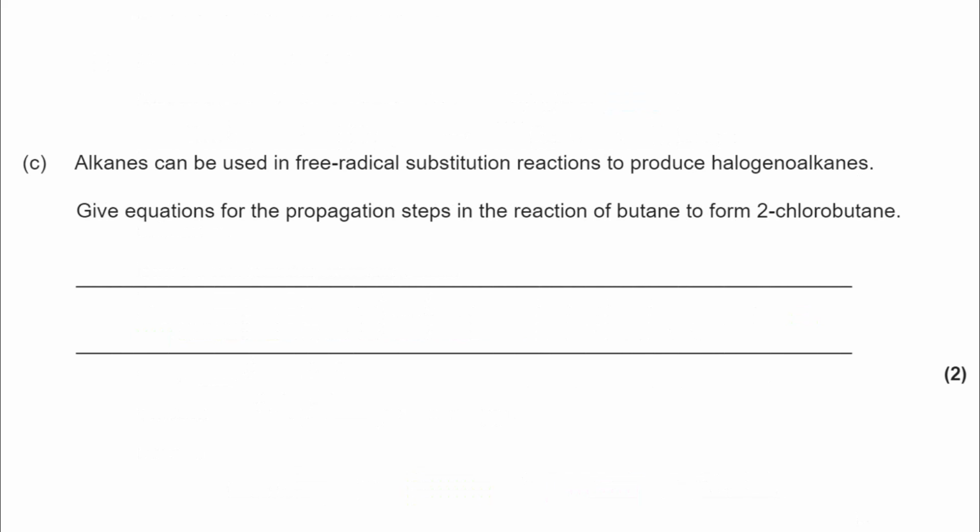On to part C. Alkanes can be used in free radical substitution to produce haloalkanes. Give equations for the propagation steps in the reaction of butane to form 2-chlorobutane. Now, what you've got to be mindful of here is the fact that we are asked specifically about 2-chlorobutane. So we are going to need to use structural rather than molecular formula.